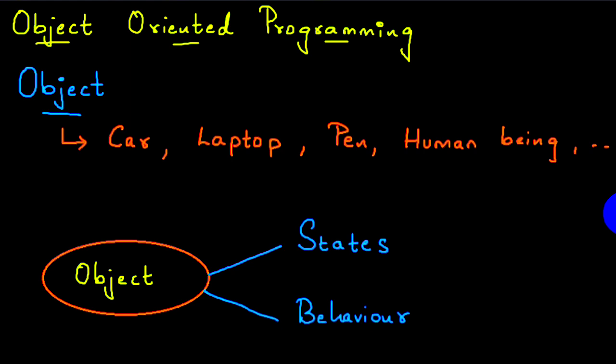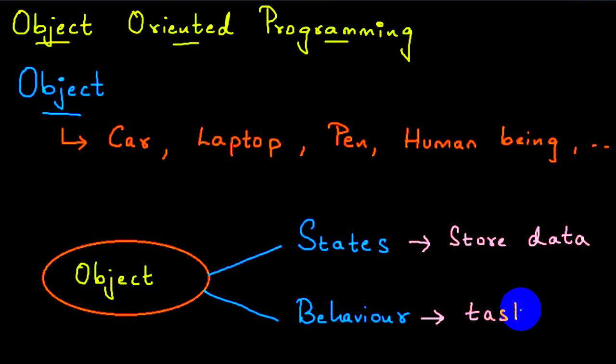What are states? States are nothing but something used to store some data. Whenever we talk about states, they are used to store data. And behavior is used to perform some task. That is what we call states and behaviors. So states are the properties used to store some data, and behaviors are the properties used to perform some task, meaning anything which involves functionality can be treated as a behavior.